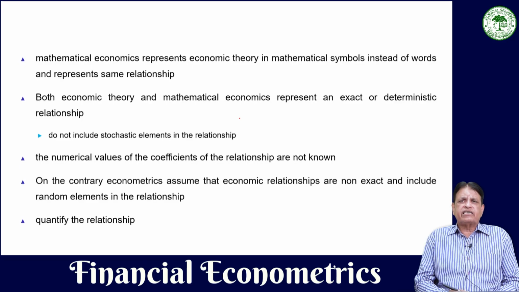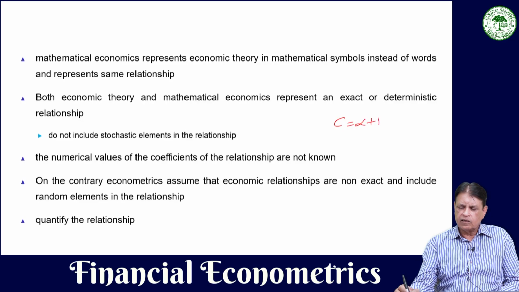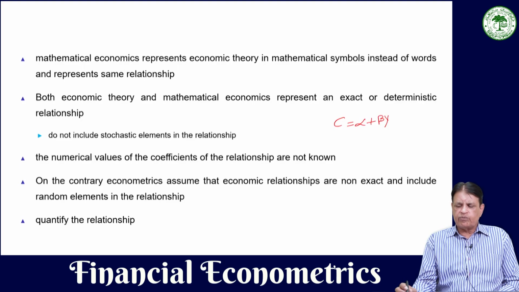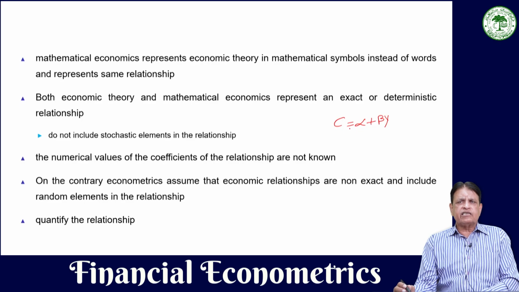Deterministic means exact relationship. Let me write it here. A deterministic relationship means if we substitute the value of y, we will have a corresponding value of c. So, for one value of y, there will be only one value of c. But I'll explain with the help of an example.